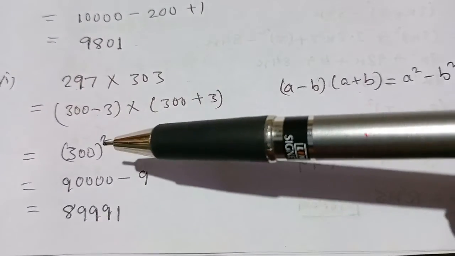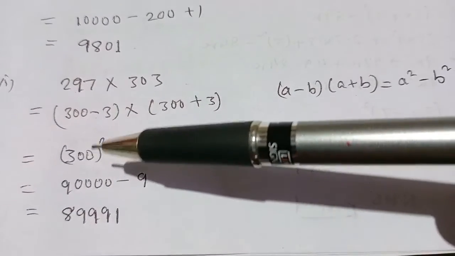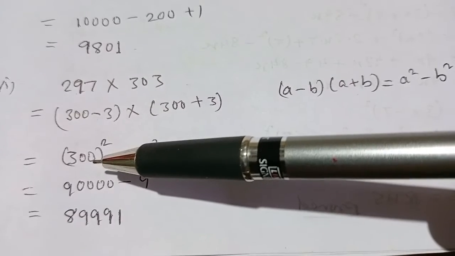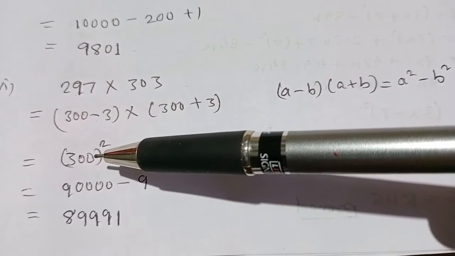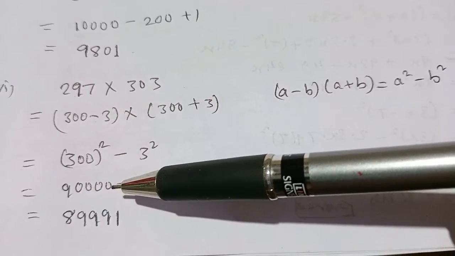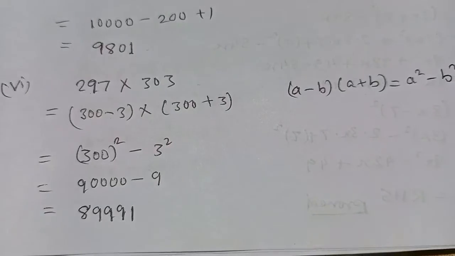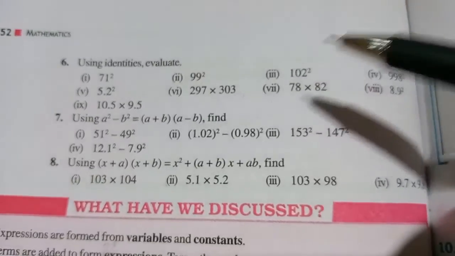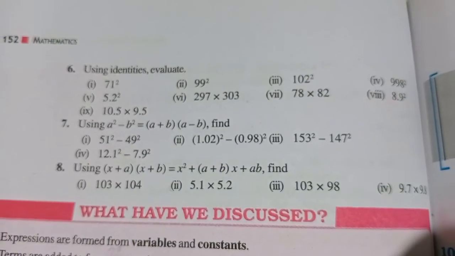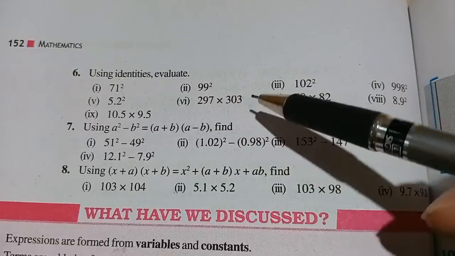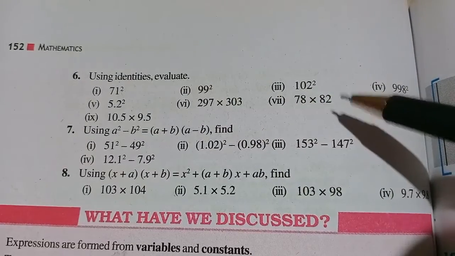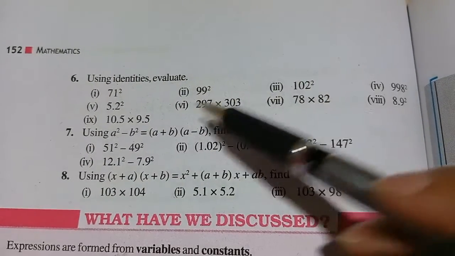Okay, so 300 square is 90,000. 3 square is 9, and there are 2 zeros, so when it is squared, it will become 4 zeros. Okay, so it is the answer of this question. So students, now I hope you have understood how to solve these numbers using the identities, using the formula. Okay, so the rest of the questions are your homework.